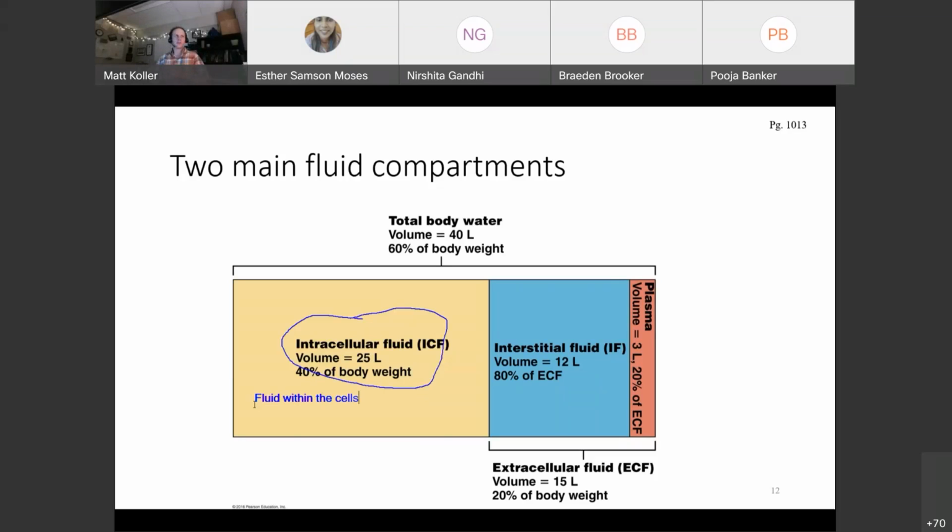We're not going to worry so much about the difference in water between fat cells and muscle cells and heart cells and skin cells. We just put it in one category. And this really makes up about 2/3 of total body fluid. Okay.